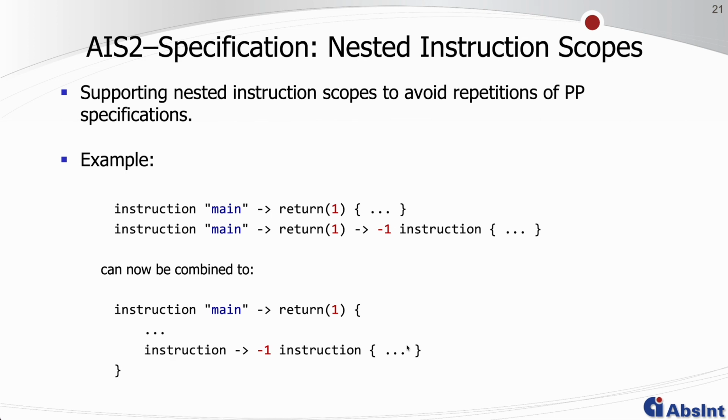The last new improvement is that we can now have nested instruction scopes in the annotations. So assume here this example, we would like to annotate the first return in main and the instruction right before the first return. Now you can combine that by introducing just one scope for the main return 1, and you annotate here the attributes for that, and you say instruction -1. From that instruction you can annotate some second attributes.